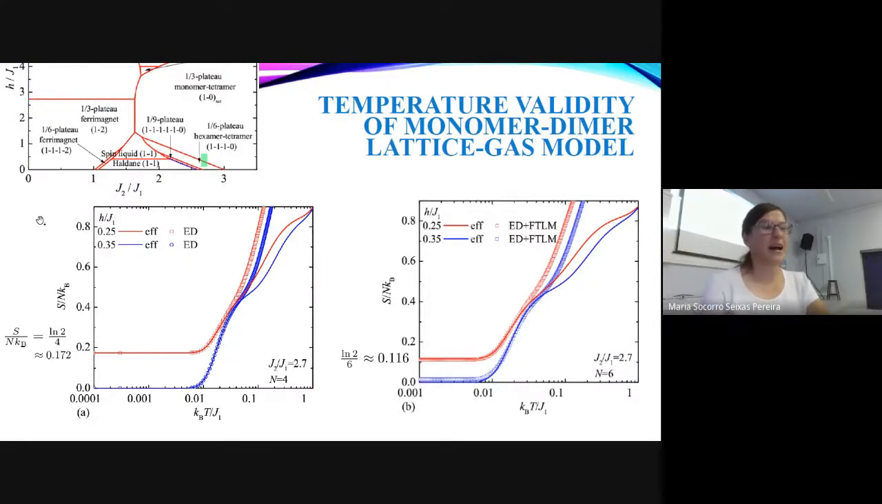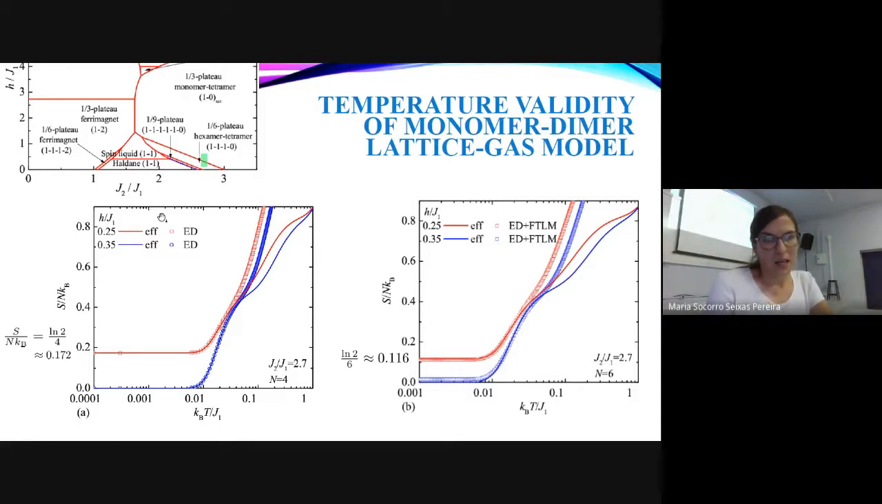And here is my last result, which I will present today. I don't know how much time I have. It's okay. So here is entropy as a function of temperature for two different magnetic fields. We are here in this green region, just below the critical field and just above the critical field, which is 0.3. So just below I have used 0.25 and just above 0.35.